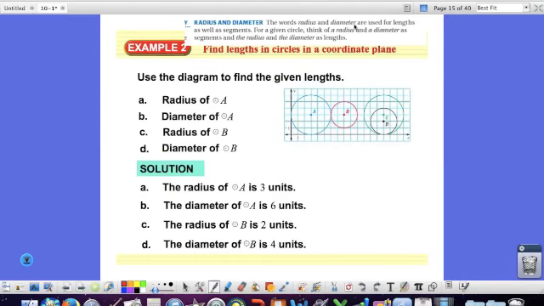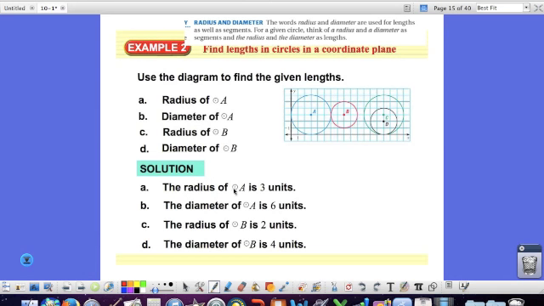The words radius and diameter are used for lengths as well as segments. For a given circle, think of a radius and a diameter as segments, and the radius and the diameter as lengths. So, okay, find the given lengths.